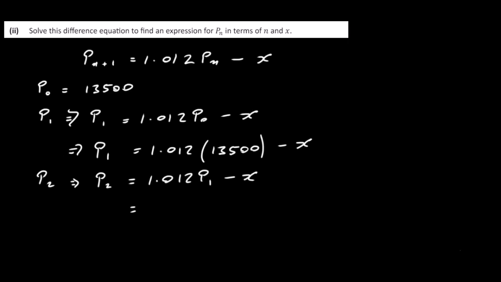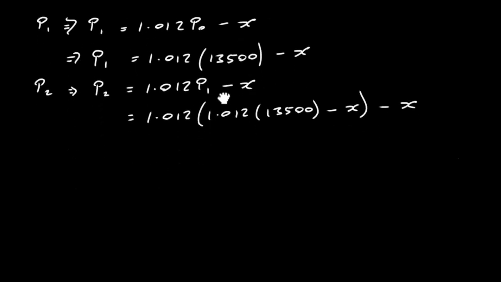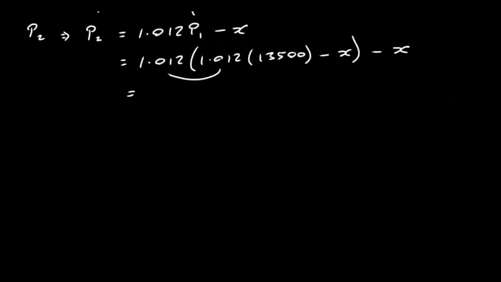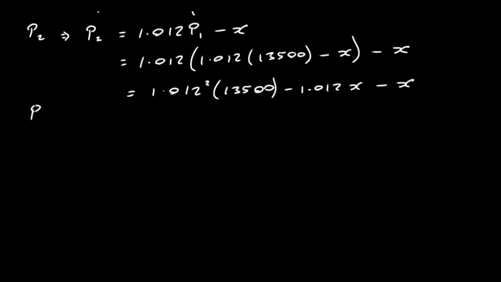Now we know that P1 is this expression here, so let's put that in. It's 1.012 times 13,500 minus x, and then we've got this minus x as well, so we put that out here. Just to simplify that, we've got 1.012 squared times 13,500 minus 1.012x minus x.